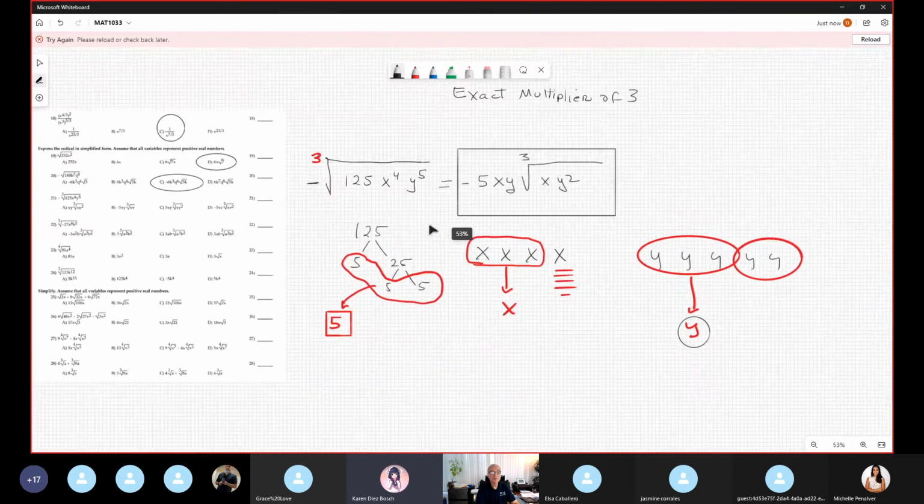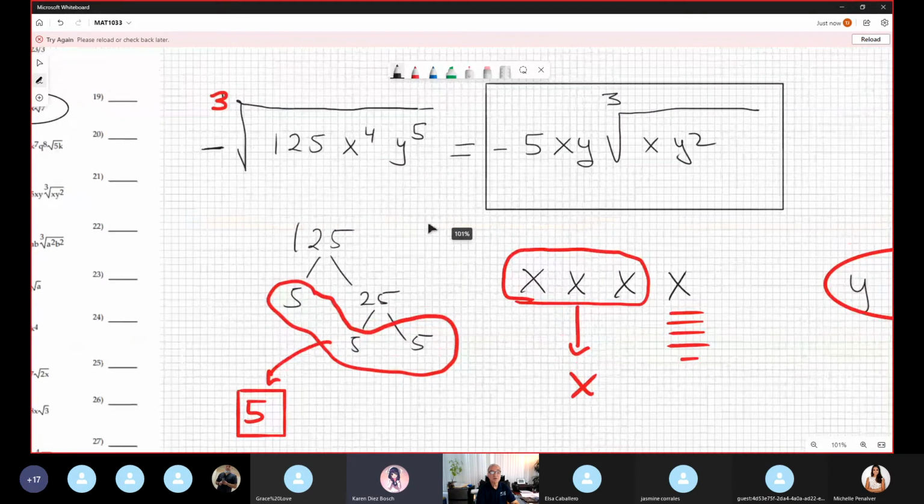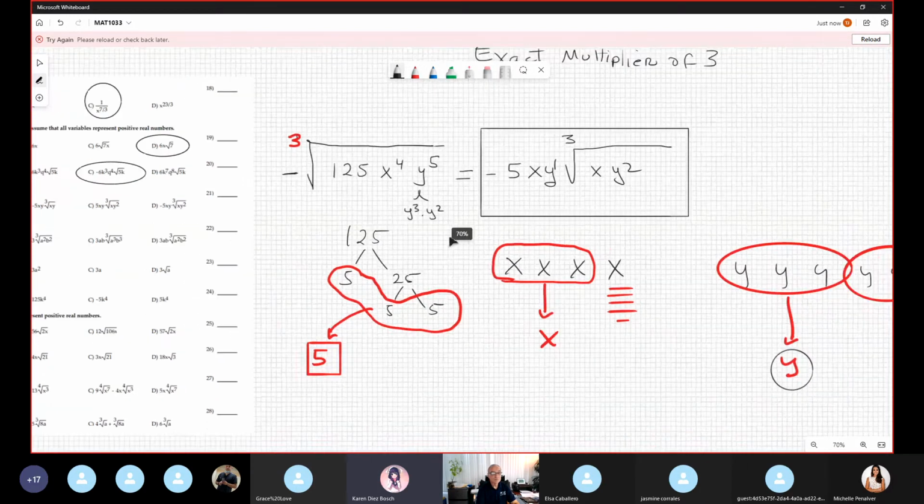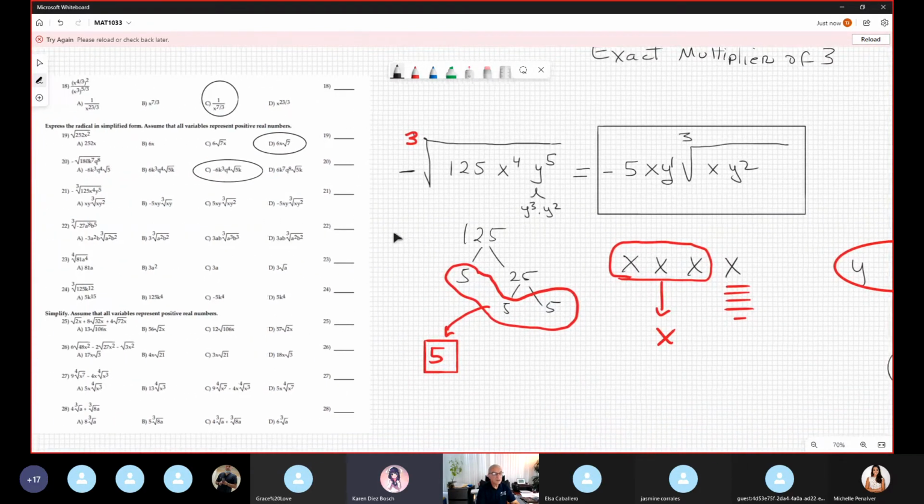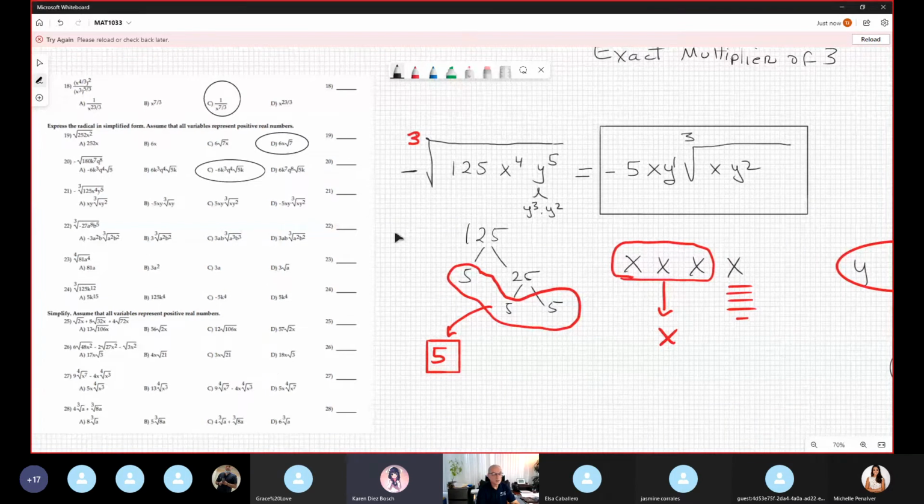Another possibility is I break it down: y to the 5th as y to the cubic again and y to the 2nd. And 3 divided by 3 is 1, this. And 2 stay. See, it's this option.